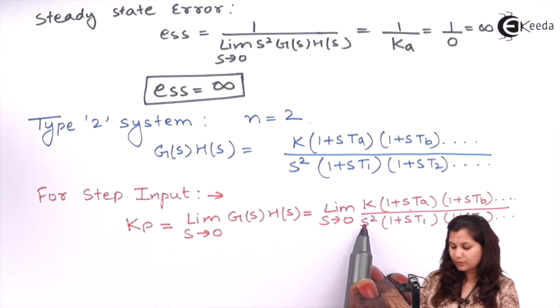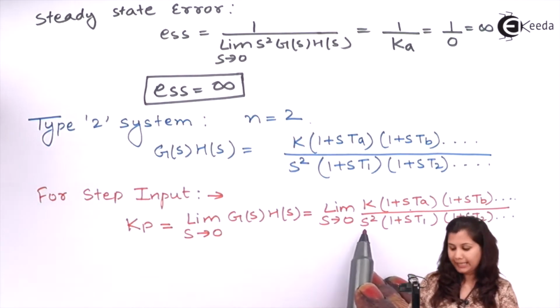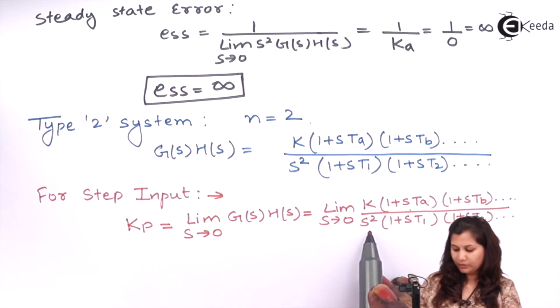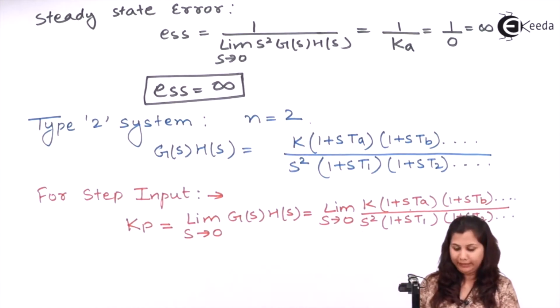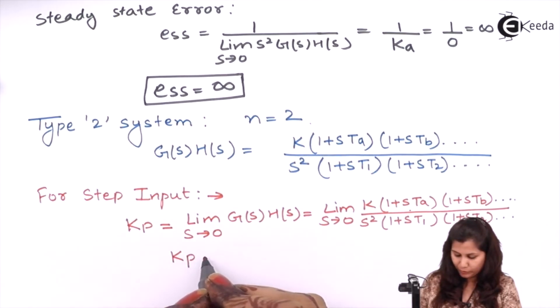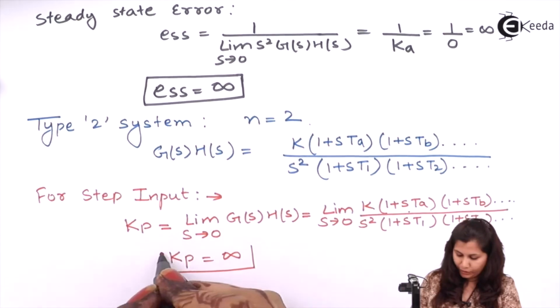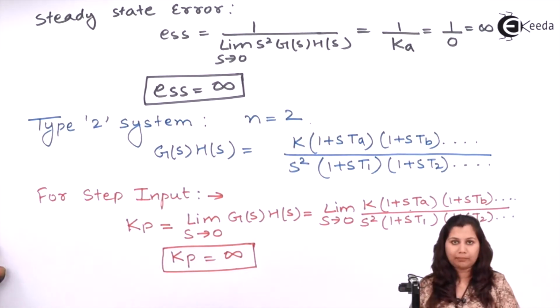Now putting s equals to 0 here in s, we will get K upon 0. So it will be equal to infinity. Okay, that is K by 0 is infinity. So Kp will be equal to infinity for a type 2 system and step input.